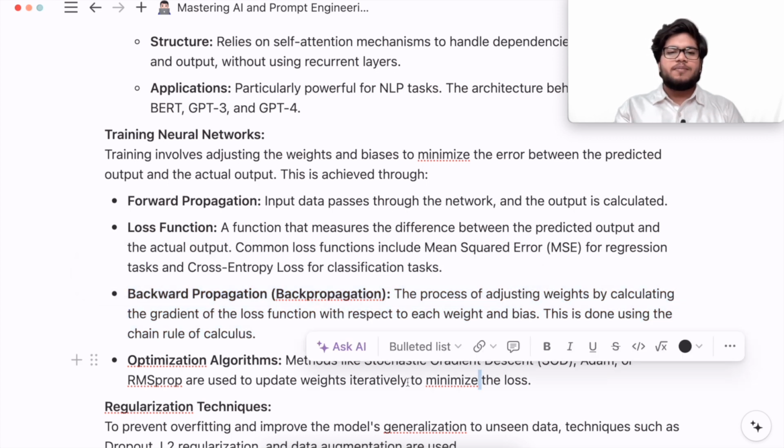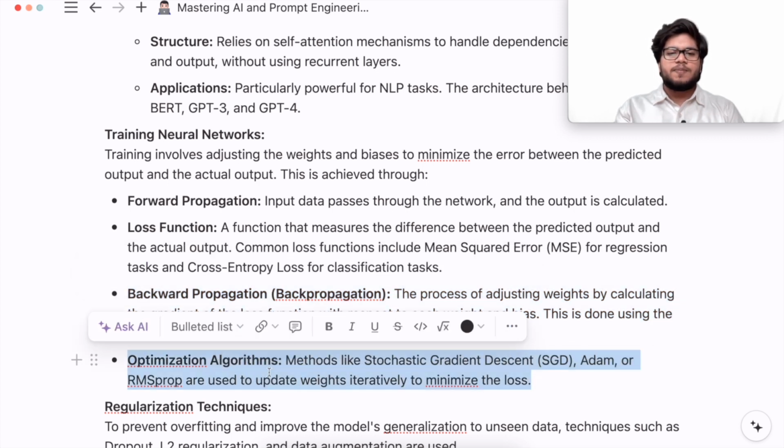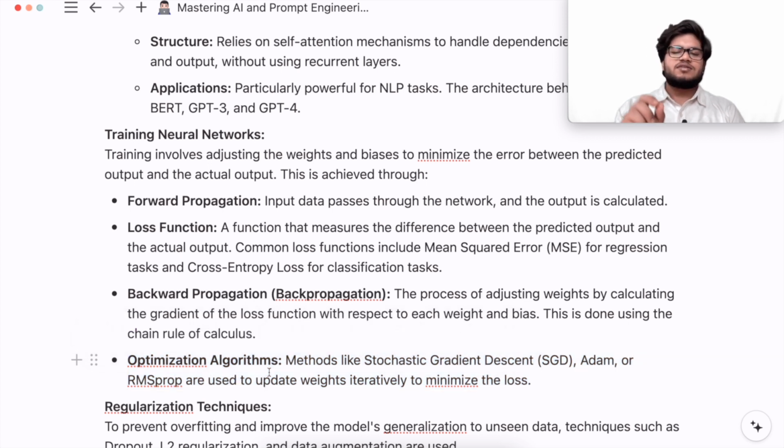The next is optimization algorithms. Methods like stochastic gradient descent (SGD), Adam, or RMSprop are used to update weights iteratively to minimize the loss. We discussed that weight is a parameter in the functioning of AI. So optimization algorithms maintain weights to minimize the loss, to minimize the error that we get.